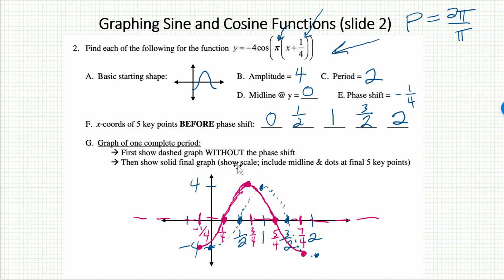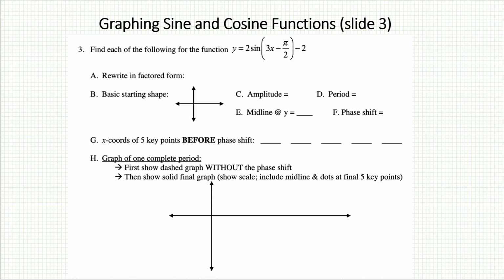This is the approach you should use. Draw the graph first without thinking about the phase shift. You'll show me that as a dashed graph, and then apply the phase shift to obtain your final graph. Let's look at one last example. We've got y equals 2 sine of 3x minus pi over 2, and then -2.